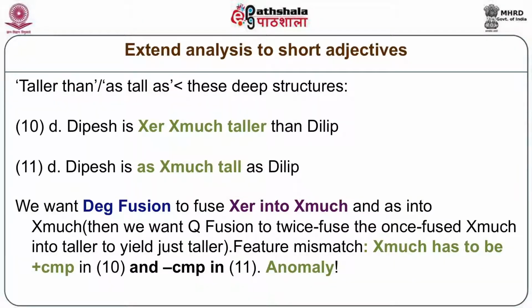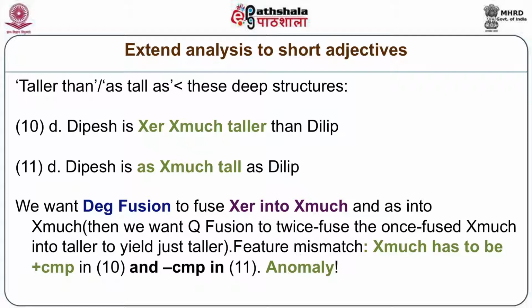Is that clear? So now the deep structure of Dipesh is more perceptive than Dilip comes out as Dipesh is X degree word, more quantifier word, perceptive adjective than Dilip. And Dipesh is as perceptive as Dilip now has the deep structure Dipesh is as degree word, X much quantifier word, perceptive adjective as Dilip. At this stage, we are tempted to write a transformation eliminating X much, call it positive quantifier fusion, but we're not really ready for it because we haven't looked at all the relevant facts. Among the relevant facts are 10 and 11.